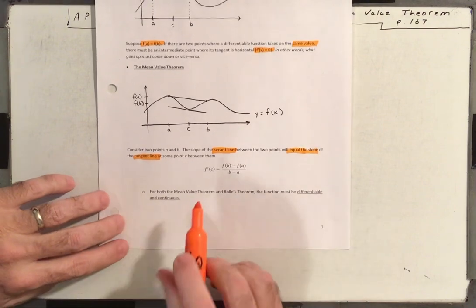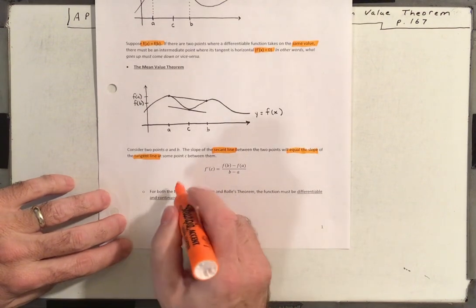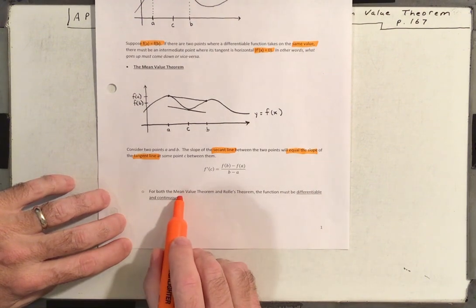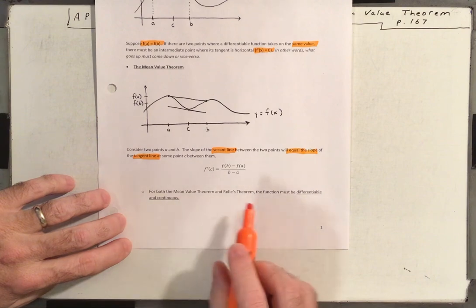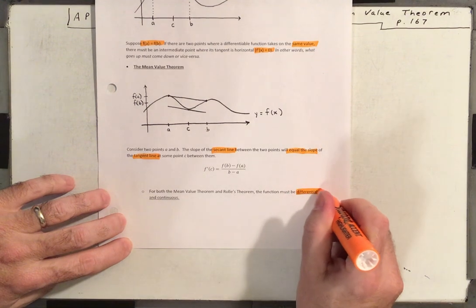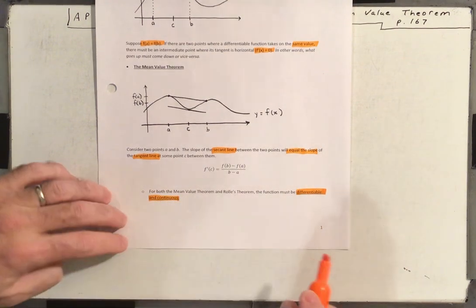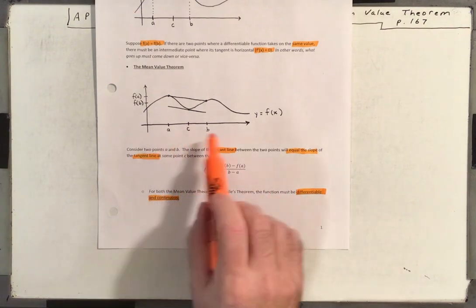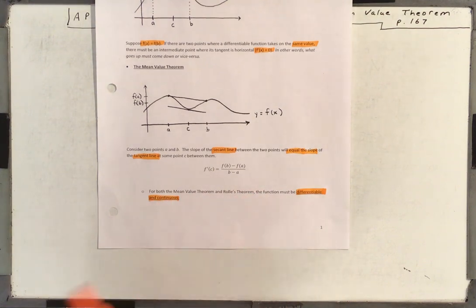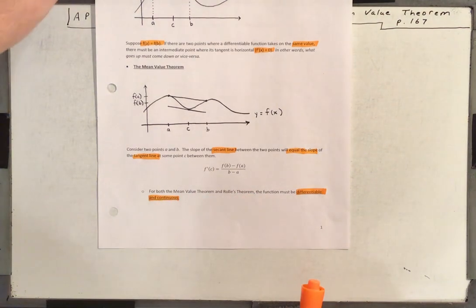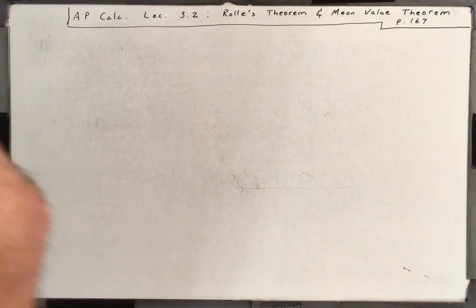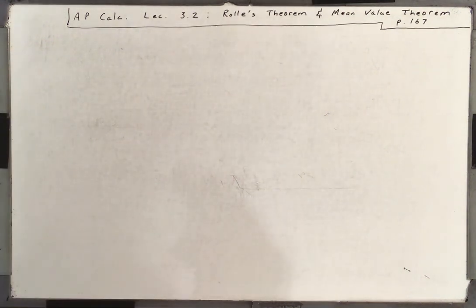Now for both the mean value, and when we say mean, what we mean is the average value. Okay, in statistics, the mean is just the average. All right, for both the mean value theorem and Rolle's theorem, the function must be differentiable and continuous. So if there's a point in between A and B where it's not differentiable or it's not continuous, then these two theorems don't apply. So there may be one or two of your homework examples where you don't even have to work the problem because one of these theorems doesn't apply.